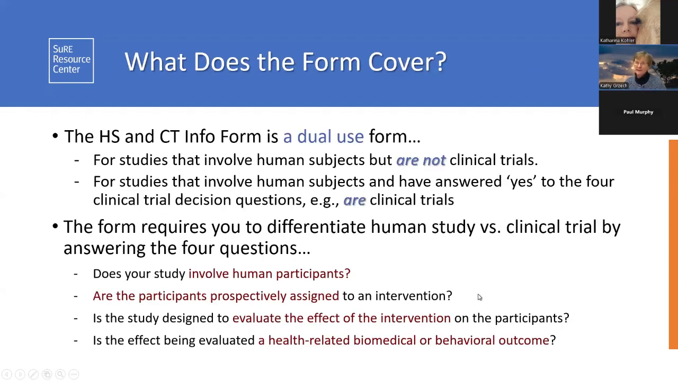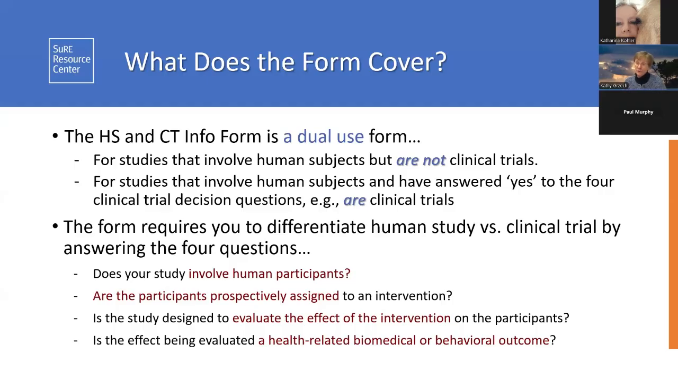So the other thing I like to share with people is this is a dual use form. So it is for studies that involve human subjects but are not clinical trials. But it is also for studies that involve human subjects and have answered yes to all 4 of those clinical trial questions, meaning they are clinical trials. So you, as an R16 applicant proposing a standard human subject study, not a clinical trial, can just disregard the questions that are required for clinical trials. And I'm going to point those out to you.